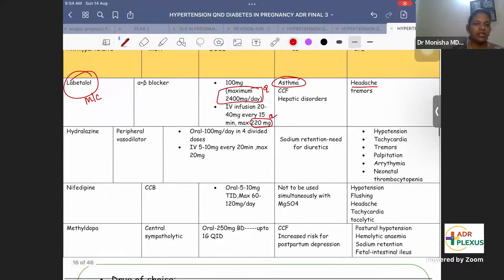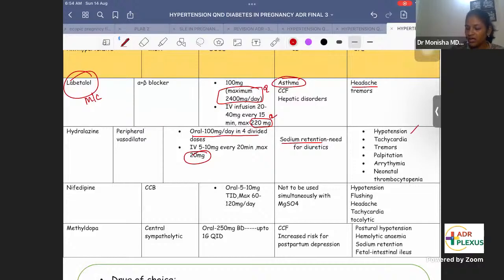What is the mechanism of action? It is a peripheral vasodilator. You give it in oral form, 100 milligram in 4 divided doses. In IV, 5 to 10, and the maximum you can give is 20 milligram per day. Remember, it causes sodium retention, with need for diuretics. And what are the other side effects? It can cause hypotension. As I told, almost all of these drugs do. A very troublesome side effect is tachycardia, tremors, palpitation, arrhythmias. In the fetus, it causes neonatal thrombocytopenia. That is a very important thing. Remember, this can be a question.